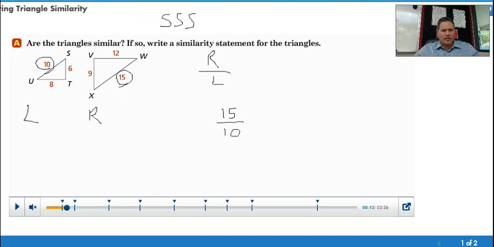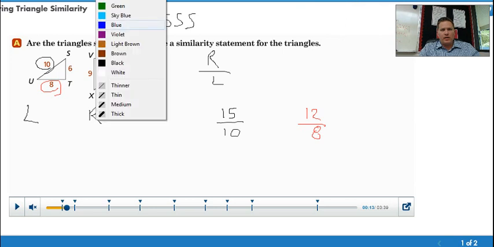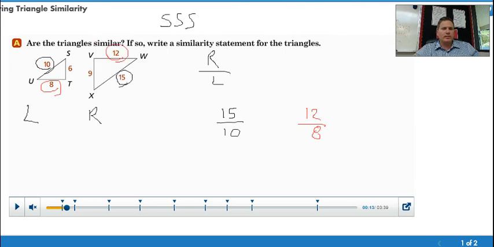That's my first one. My second one, I'll use a different color. My second largest number is going to be 12 right here, and this one is going to be 8. So this one is going to be 12 over 8. And then my last one right here, let's do this in violet. It's going to be 6 and 9, so the right one is 9 over 6. Okay. So now I just have to simplify these ratios, and if they're all the same, it's a similar triangle.